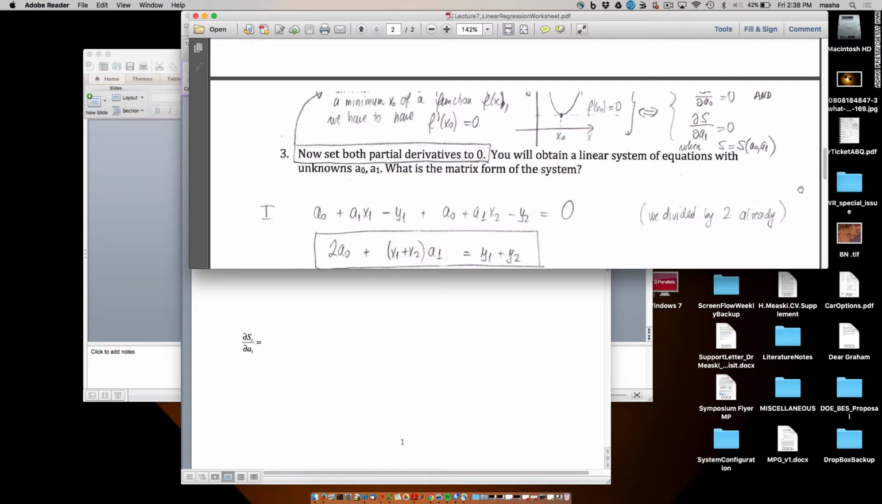This is the partial derivative of SR with respect to A0. Okay? When I set it to 0, this is what I get. This is a linear equation, right? I don't have a square anywhere. I don't have anything nonlinear. And we know everything about linear systems, right? And after the homework that we assigned, you will know even more.